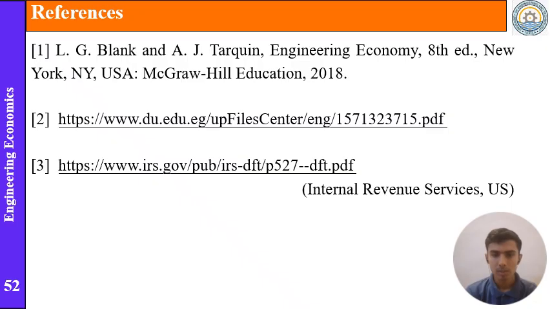Here is a list of the references that I have used for making the presentation. The very first reference is the book of engineering economy. The second reference is the link from where I have taken the images for showing the difference between the uniform and the non-uniform cash flow series. And the third reference is for the MACRS depreciation method.